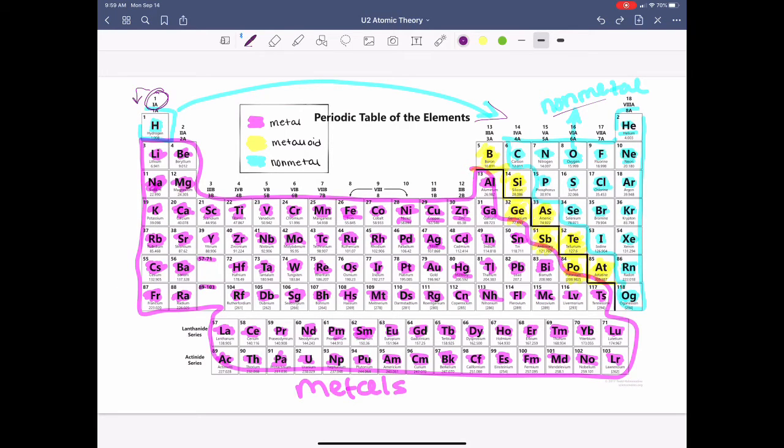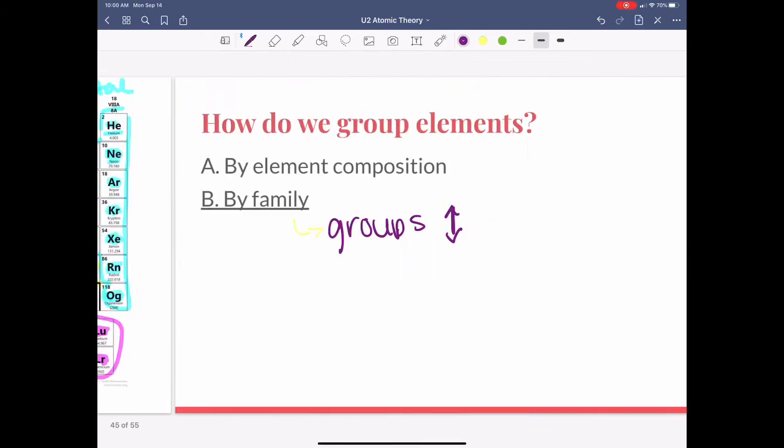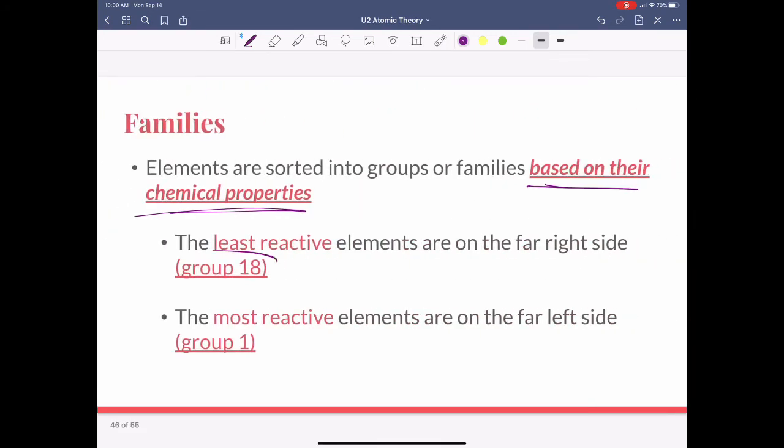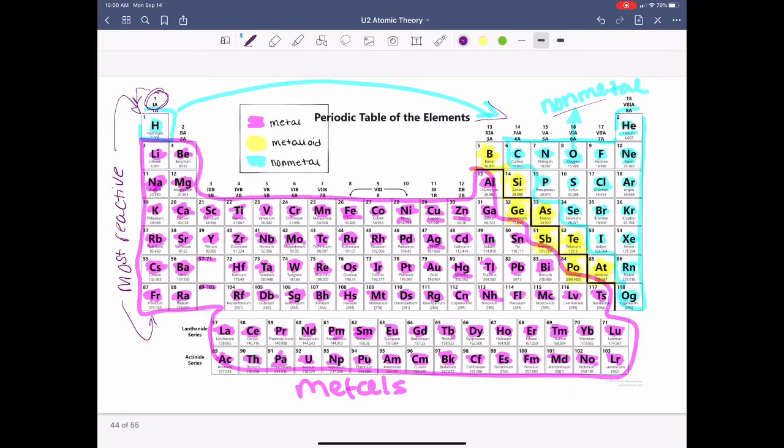This group 1 here is the most reactive group on your periodic table, meaning that they are going to combine and form compounds and react with other elements more likely than any other of the elements on your periodic table. Most reactive, meaning they are ready to combine and form compounds. In contrast, group 18 is the least reactive group, meaning they don't really want to react with anything. They're happy by themselves. They don't want to combine. They don't want to react. Group 18 will typically exist on its own and does not like to react with other elements.